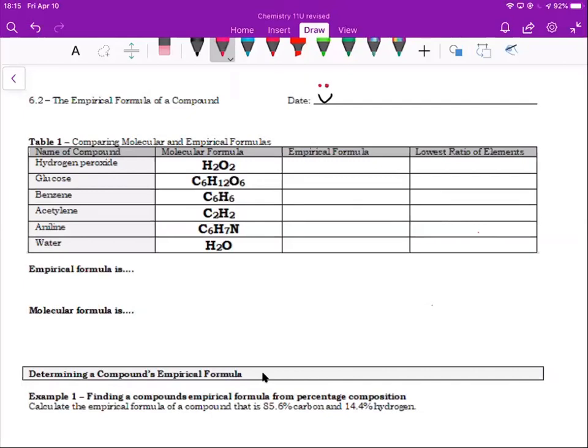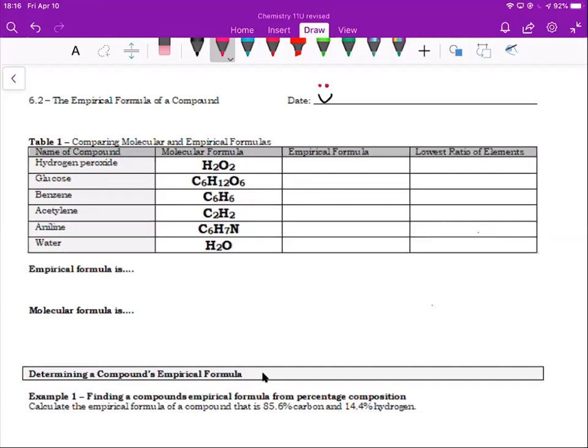We're into chapter 6. We learned a little bit yesterday and now we're going to talk about molecular versus empirical formula. Now I'm a very math-brained person, so to me the math of chemistry makes a lot more sense than the vocabulary, the explanations. So I want to show you how molecular formula differs from empirical formula, and then we'll talk about the definition and why it's important.